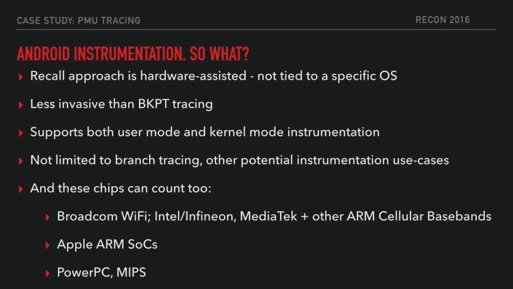basebands, whether Wi-Fi or cellular, also have these PMUs. So Intel, MediaTek, potentially other ARM-based cellular basebands also have PMUs. Apple's chips found in iPhones and iPads have a PMU, and we're also not limited to ARM here. PowerPC and MIPS and other architectures have similar performance monitoring units.